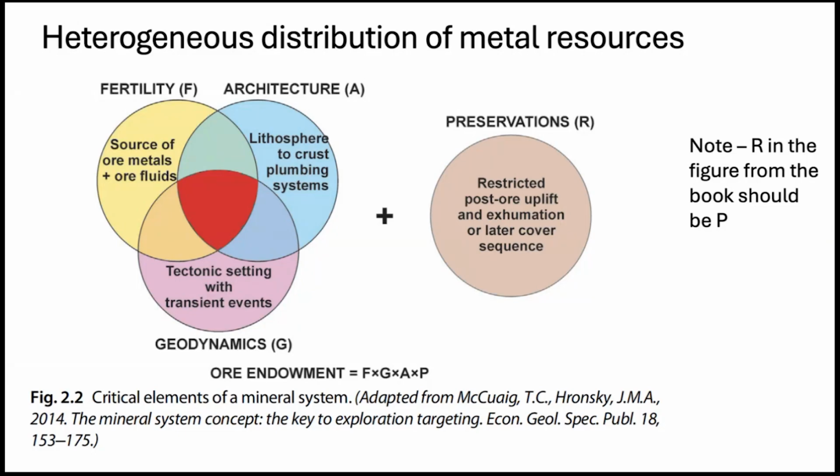So again, we have fertility, architecture, and tectonic setting interacting, I guess, or a Venn diagram with some kind of sweet spot in the middle in the red, and then we have to add the preservation. And so the endowment of ore that we have is all of these things. And yeah, what's missing from this formulation is we have to concentrate things. It's not just about the source. We have to concentrate things in a trap environment. I guess that's what's missing.